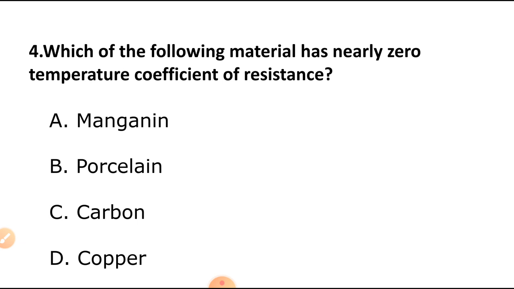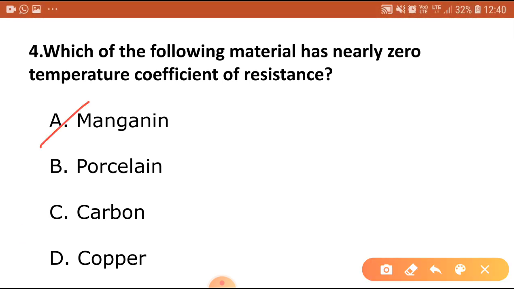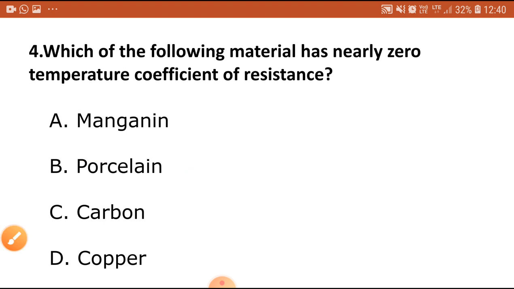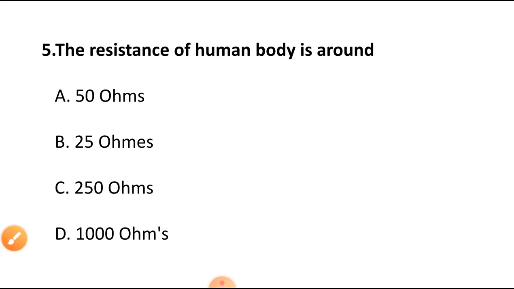Question number 4: Which of the following materials has nearly zero temperature coefficient of resistance? So the right answer is manganese. Manganese is a material which has nearly zero temperature coefficient. Among these materials, manganese has the zero temperature coefficient of resistance.